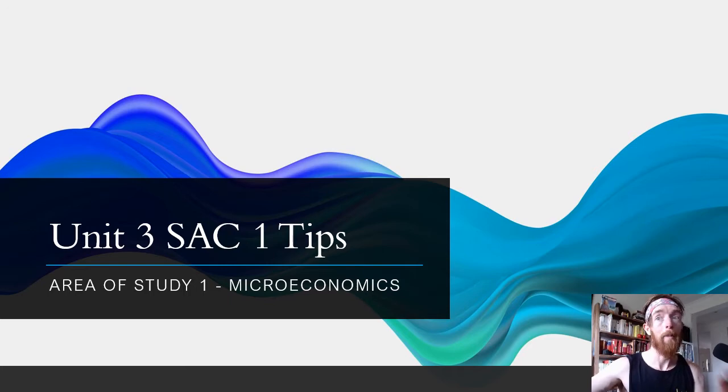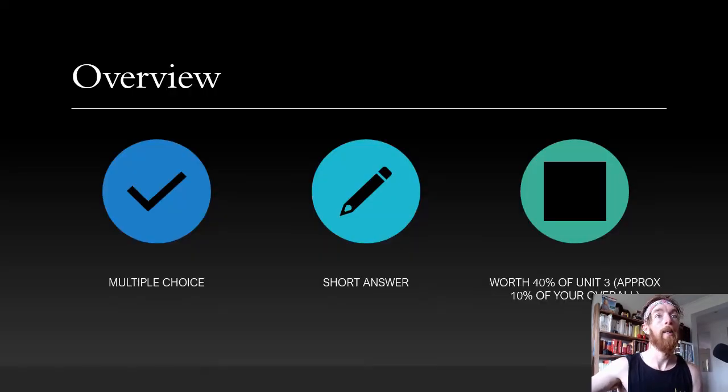It could be, but let's get into a bit of an overview. Depending on your school, you're either going to have your SAC as 2 parts or 1 part. I have it as 1 part because I think that it's more useful that way. This content all goes together really well. You're likely to have some multiple choice questions and some short answer questions, and it's worth approximately 40% of your unit 3, which is about 10% of your overall. But that doesn't matter too much.